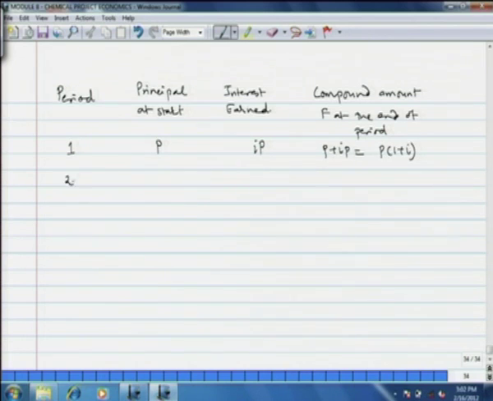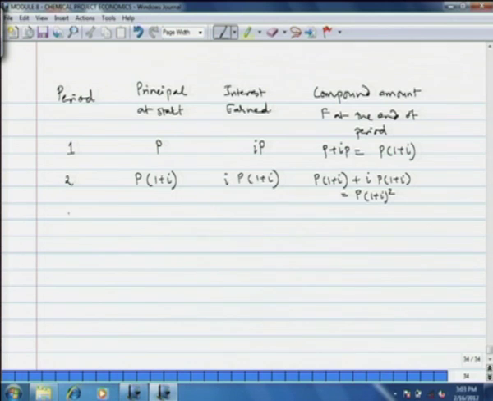Then between period 1 and 2, F becomes the initial principal. Principal at start is P into 1 plus I. Interest earned over it is I into P into 1 plus I, and then at the end of the period you have P into 1 plus I plus I into P into 1 plus I, that is equal to P into 1 plus I square.